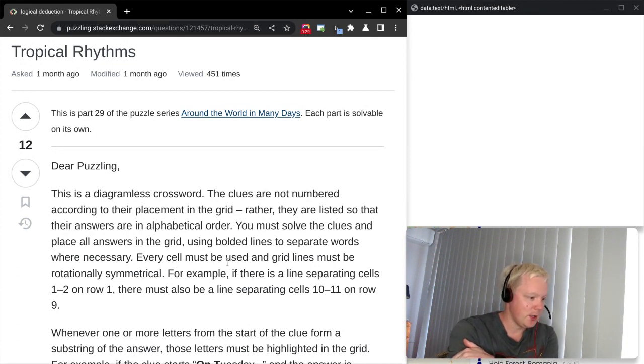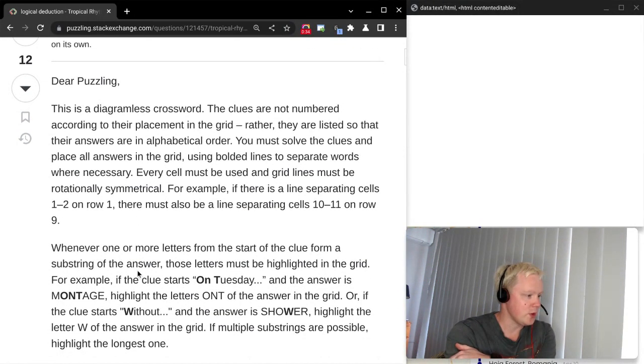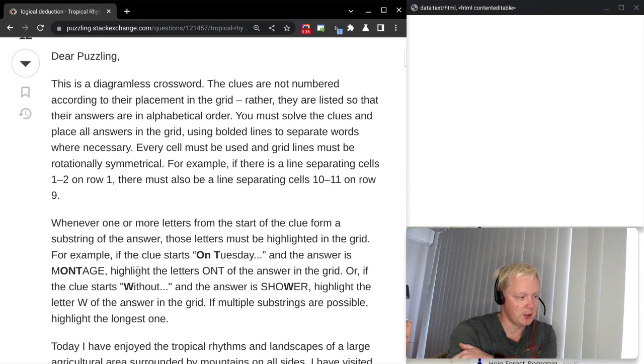So, reading the preamble here. This is a diagramless crossword. The clues are not numbered according to their placement in the grid. Rather, they are listed so that their answers are in alphabetical order. You must solve the clues and place all answers in the grid using bolded lines to separate words where necessary. Every cell must be used and grid lines must be rotationally symmetrical.